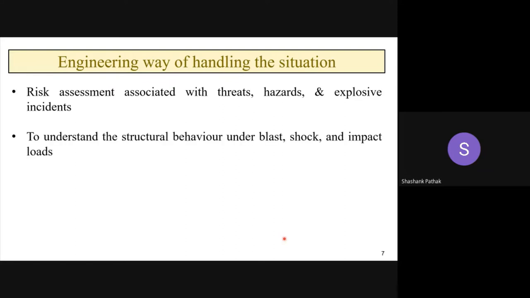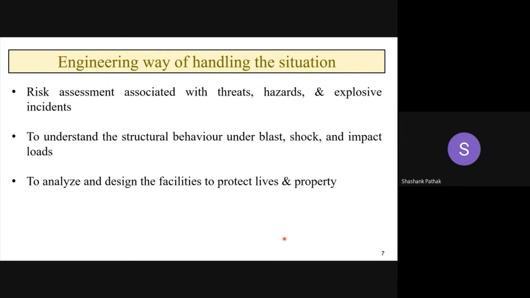And we need to understand the structural behavior under blast, shock, and impact loads. As a structural engineer, it is our duty and our responsibility to understand the behavior of a structure which is subjected to blast loading, shock loading, and impact loading. Only then can we properly design our structure.